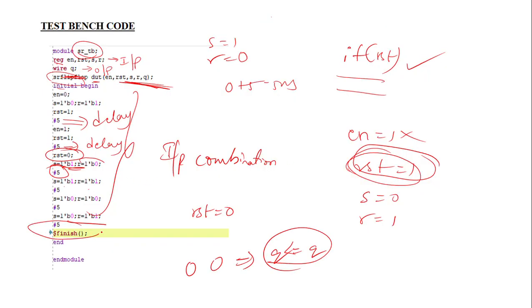After some delay you can finish, which means you have to stop the simulation here, and then endmodule. Like this you can cross check whether your waveform is correct or not. Check whether the inputs are giving the correct values according to your truth table or not. You can cross check like this. So I think it's fine about the waveform.